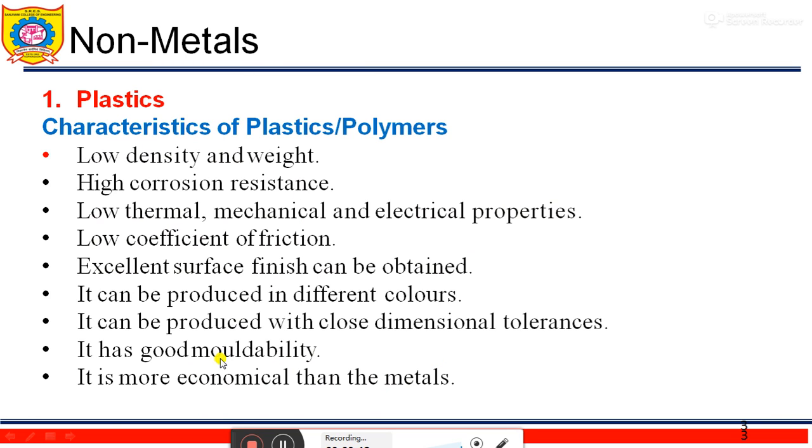Plastics. Characteristics of plastics or polymers: low density and weight, high corrosion resistance, low thermal and electrical conductivity, low coefficient of friction. An excellent surface finish can be obtained by using plastic. It can be produced in different colors, so that's why plastic components look attractive. It can be produced with close dimensional tolerances. It has good moldability and can be molded easily. It is more economical than metals. These are the characteristics.